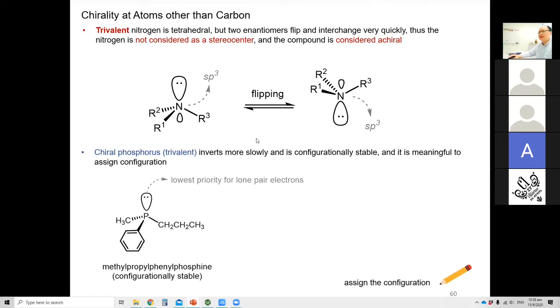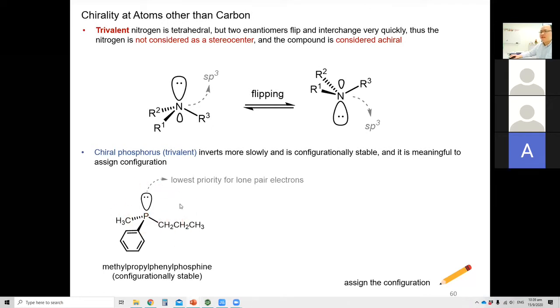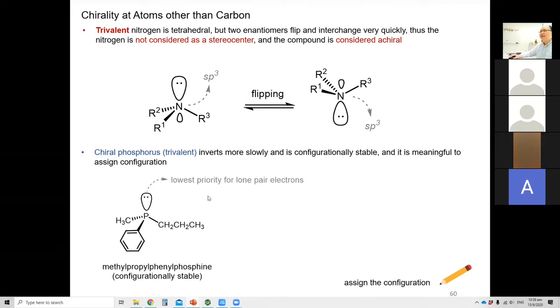But for the phosphine, its flipping is much slower, so it's considered configurationally stable. For example, for this one, the lone pair is pointing up. For it to flip and let the lone pair point down is a very difficult process. So it's relatively stable. We say this configurationally stable molecule is a stereocenter, and it has chirality. If it has a stereocenter, then we can also use the CIP rule to assign it.